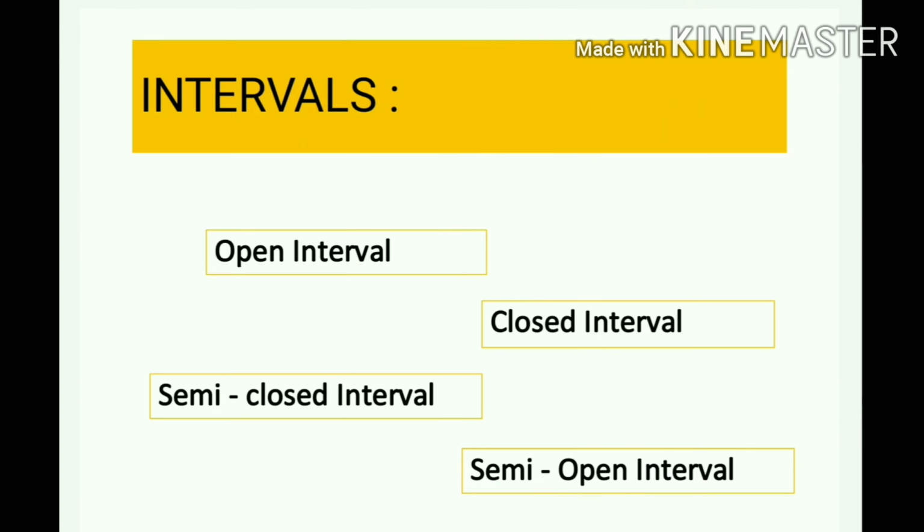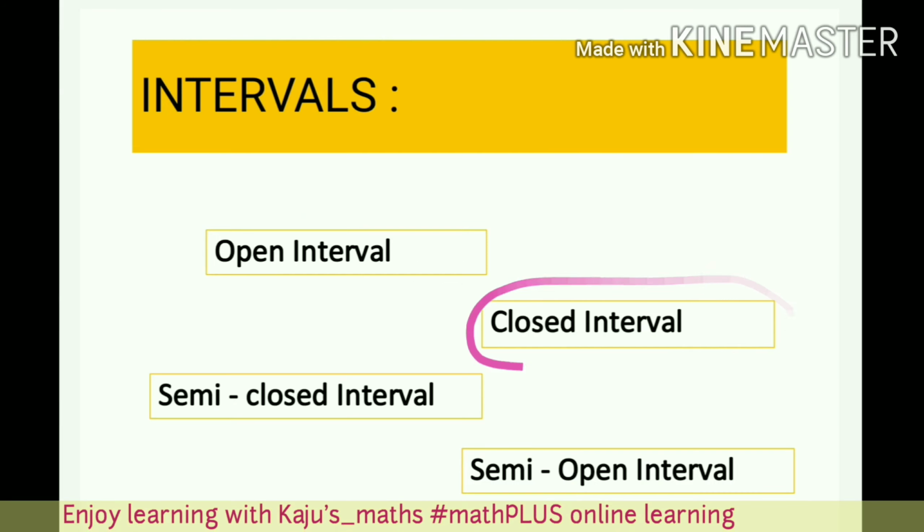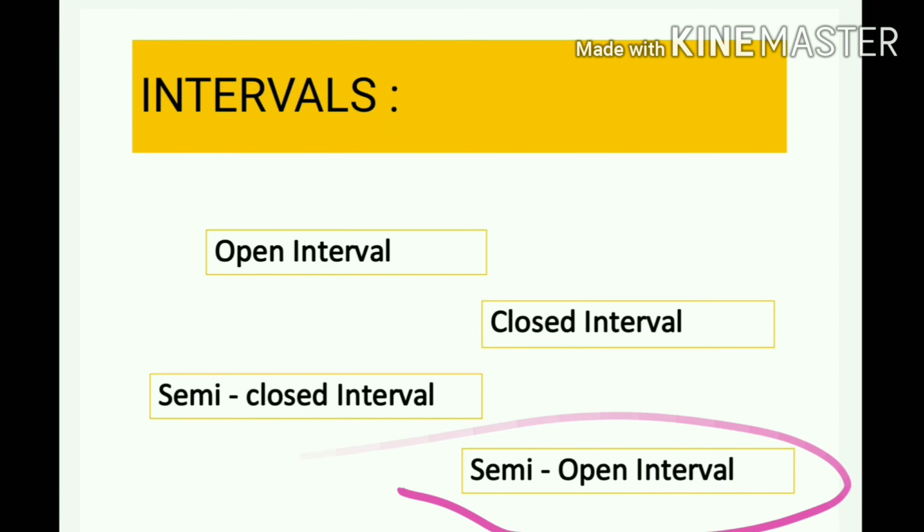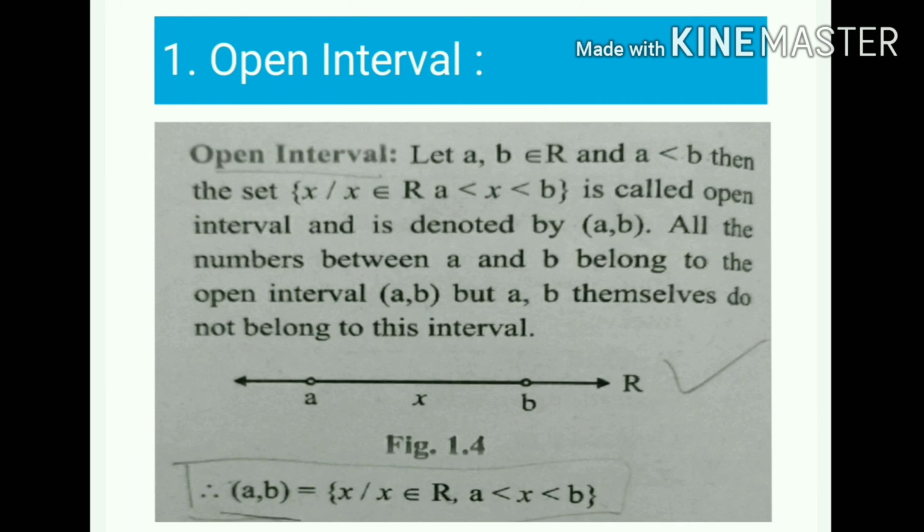Okay, so in intervals, there are 4 types of intervals that we are going to learn in this lesson one by one. The first kind of interval is the open interval. The second one is the closed interval, the third is the semi-closed interval, and the last is the semi-open interval. So you are going to learn all these intervals one by one in this course. So let's start with the open interval first.